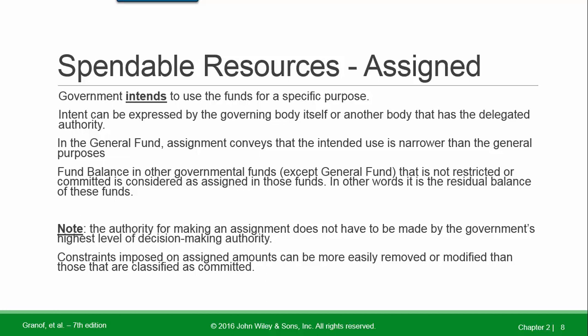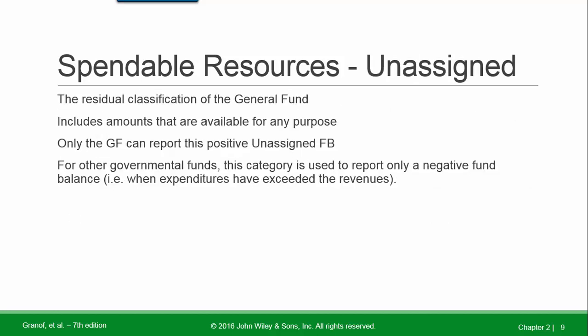Note, the authority for making an assignment does not have to be made by the government's highest level of decision-making authority. Constraints imposed on assigned amounts can be more easily removed or modified than those classified as committed. So you see, as we've moved from restricted to committed to assigned, we are lowering the level of constraint. And keep this in mind, we're talking about the ability to spend resources. What type of constraint exists on these different resources?